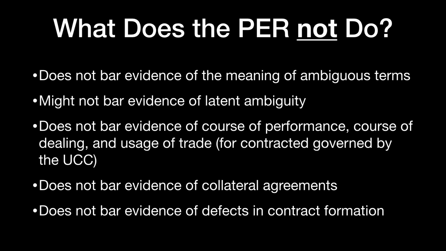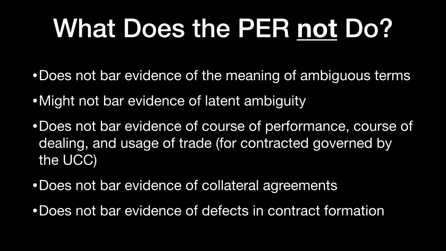We might also note the Parol Evidence Rule does not do any of these things. The Parol Evidence Rule does not bar evidence of the meaning of an ambiguous term. In other words, the Parol Evidence Rule can be used to clarify a term, which is different than adding or modifying a term. Check out my other video on the difference between the objective and subjective theory of contract interpretation, but some courts will also allow extrinsic evidence that will show there is a latent ambiguity. In other words, the Parol Evidence Rule might not prevent the introduction of extrinsic evidence which shows the contract is susceptible to another meaning, even if it's not patently ambiguous on its face.